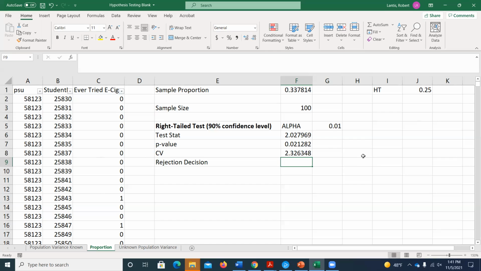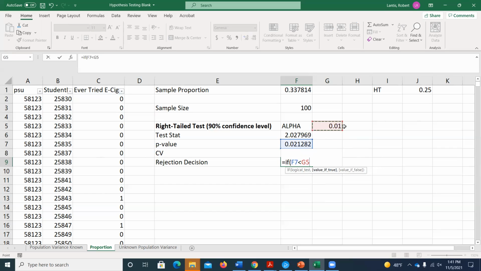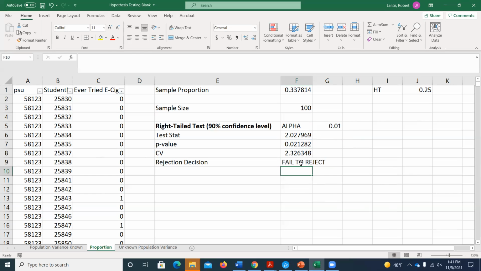And then same kind of thing as before, my rejection decision, if that p-value is less than alpha, comma, put the word reject in there. If it's not, put the word fail to reject, okay? Any questions on that? So now I've got my rejection decision, right? I just barely failed to reject here, right? 0.02 is just slightly above 0.01.